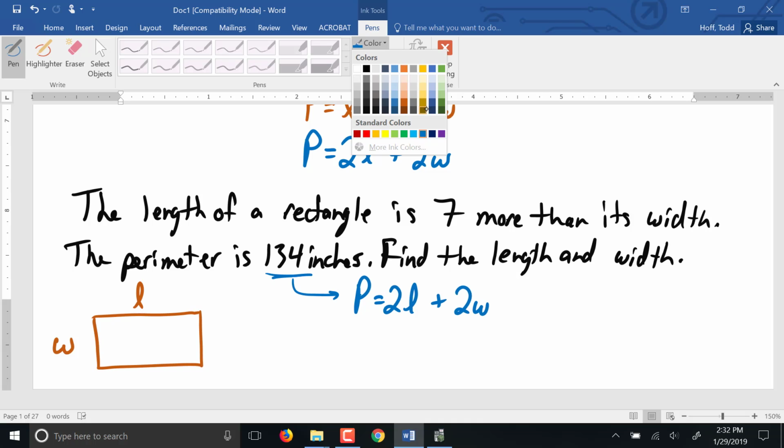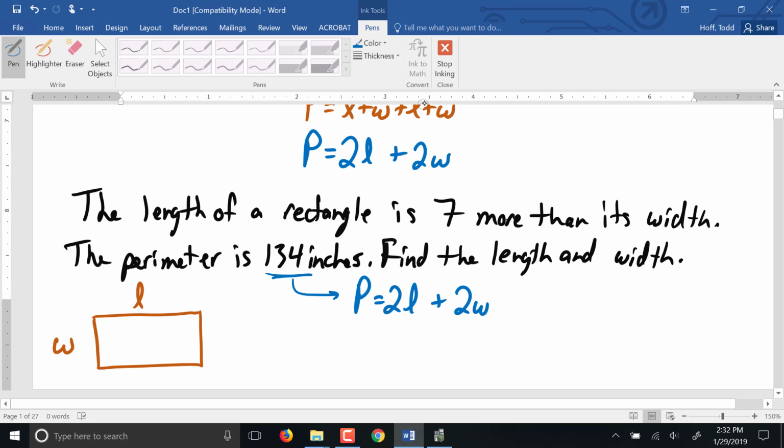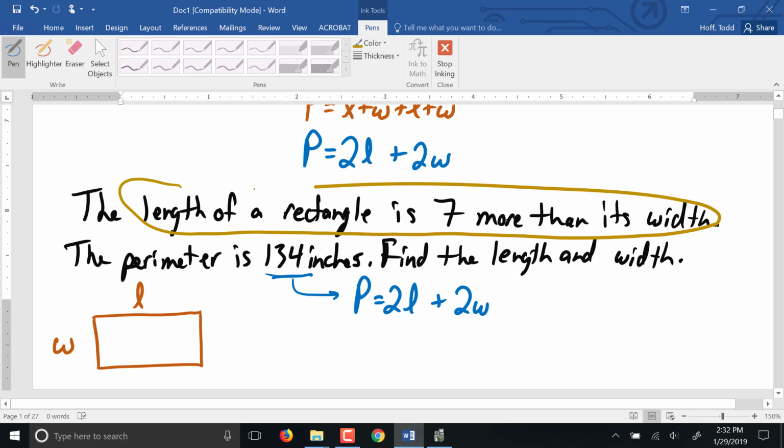So we look in our problem, is there one of those, the length or the width, that's referenced to the other one? We see here the length is 7 more than the width. So what that means is if we know the width, the length can be found by taking that width and adding 7 to it. So in this formula, we're going to replace length with width plus 7.